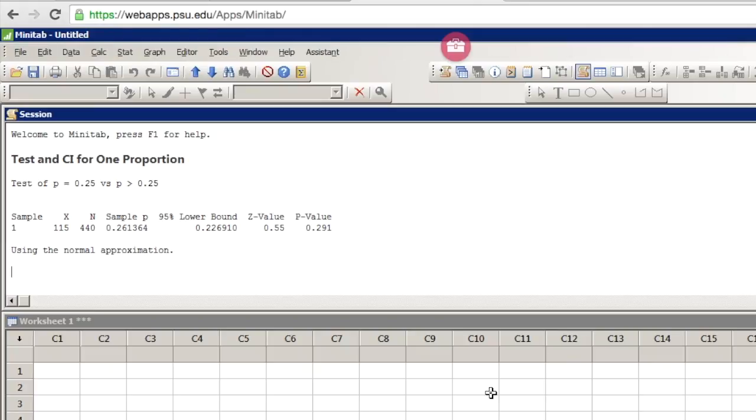Here's our output. Step 3 is to find the test statistic. Here we have z equals 0.55. That's our test statistic. And step 4 is to determine the p-value, and here we're given p equals 0.219.